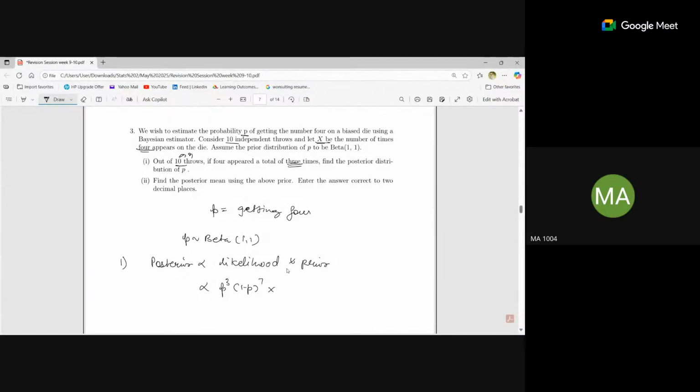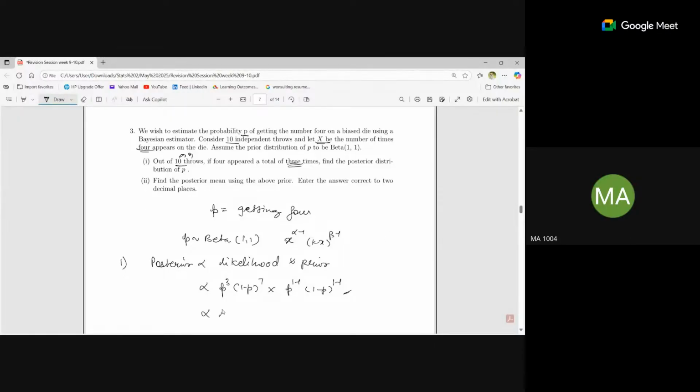Now, what is my prior? P is following a beta distribution. So for a beta distribution, what is my PDF? It is X raised to the power alpha minus 1, into 1 minus X raised to the power beta minus 1. Now, in place of X, my parameter is P. So this will be P raised to the power alpha minus 1, which is 1 minus 1, and 1 minus P raised to the power 1 minus 1. Is this step clear, Anupriti? Yes, ma'am.